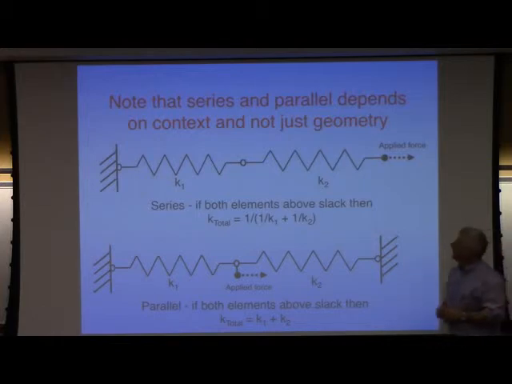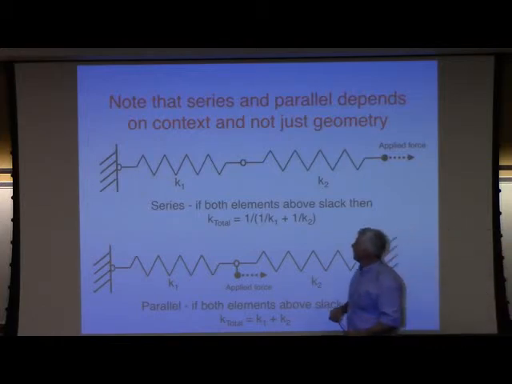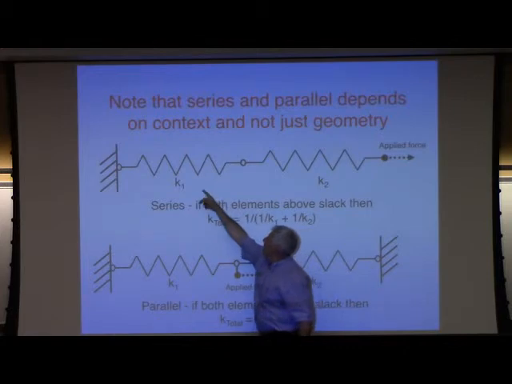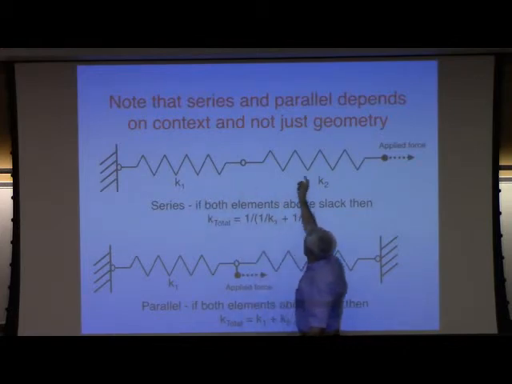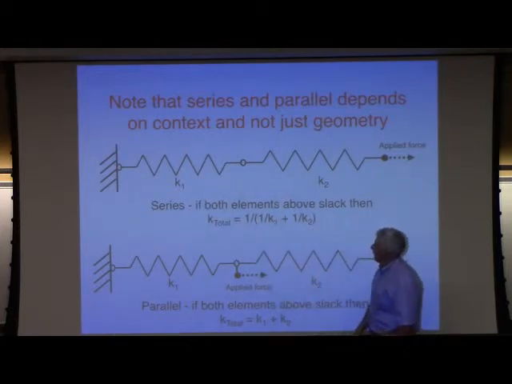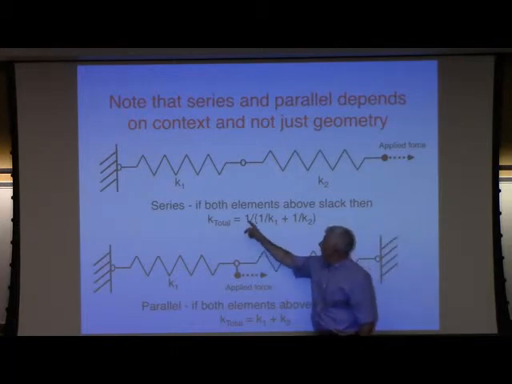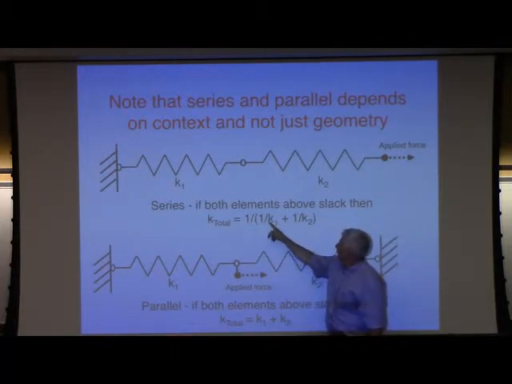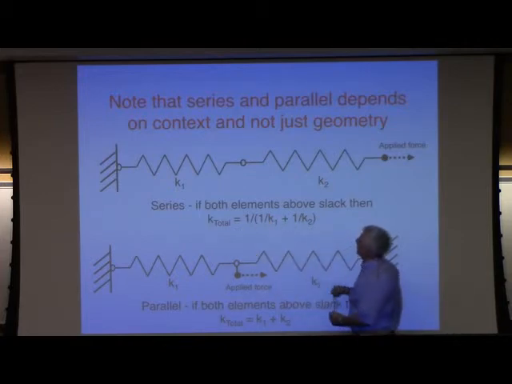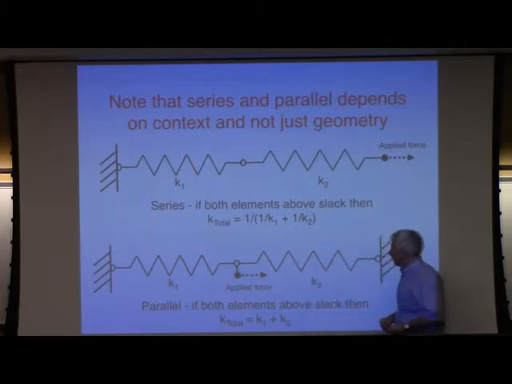Actually, I guess it's written here. So for this ensemble, this is k1 and this is k2. Everything's above slack length, and the total would be 1 over the quantity 1 over k1 plus 1 over k2. So you can kind of merge this into one element.